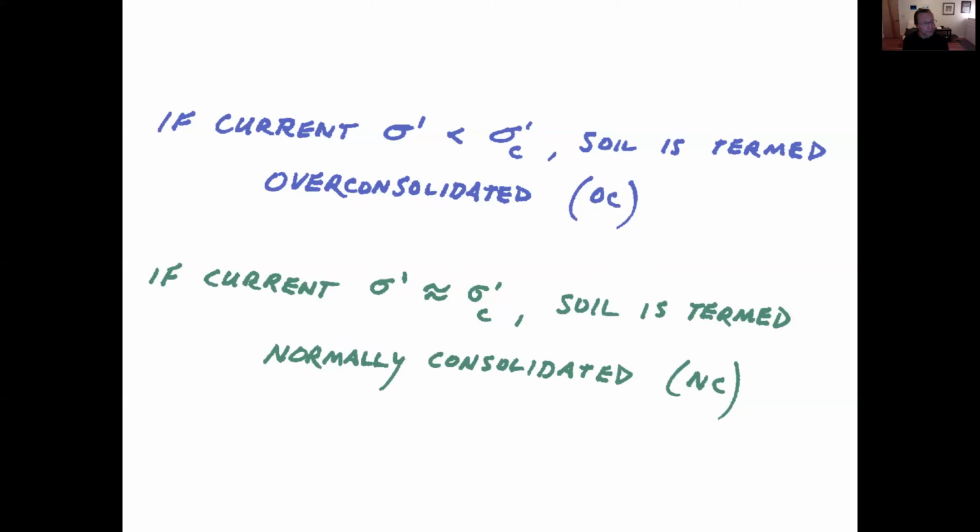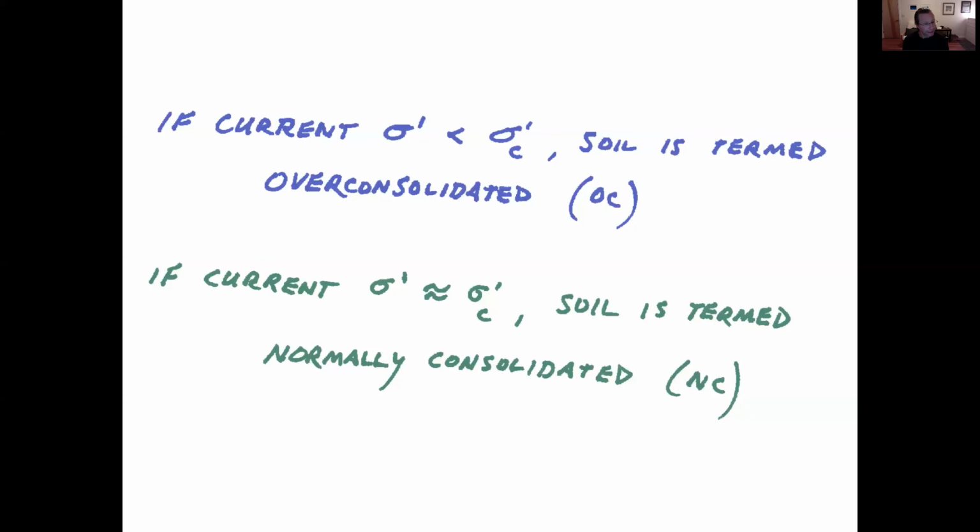Incidentally, pre-consolidation stress, I've shown it here and will continue to do this through the presentation, is sigma prime C, rather common terminology for this. It's also commonly noted as sigma prime T. So I would say those two are absolutely interchangeable and synonymous in terms of terminology. If the current sigma prime is less than pre-consolidation stress, the soil is termed over-consolidated. I'll use shorthand OC for that.